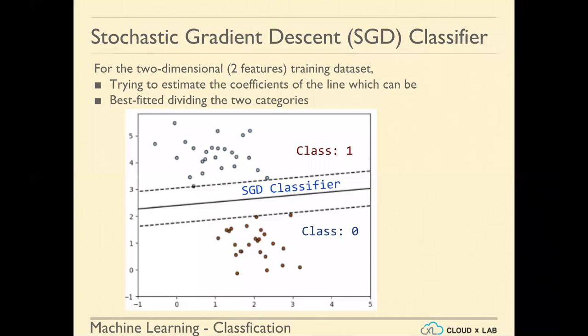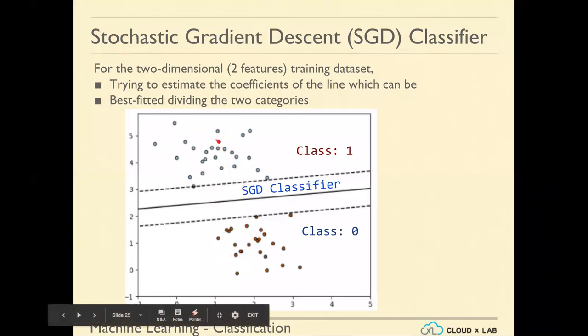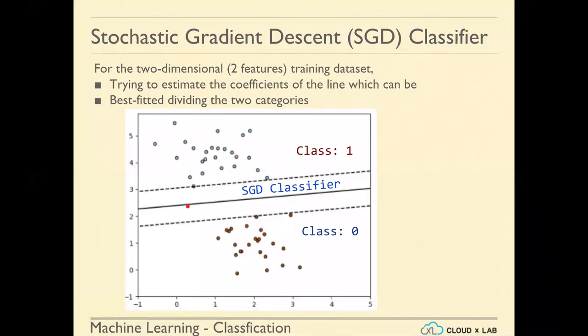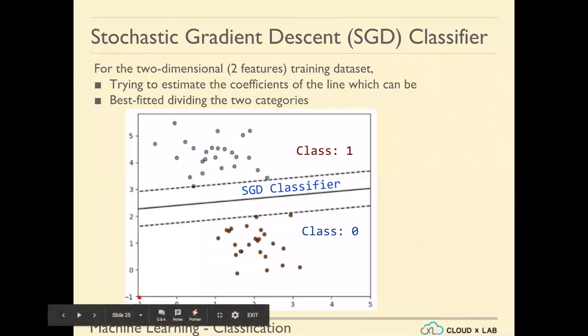A question from Noor: this is the plot of one image, and each data point represents a pixel? Basically, this plot has two images, say image one and image two, having only two pixels, say the zeroth pixel and the first pixel. That's what this plot is.